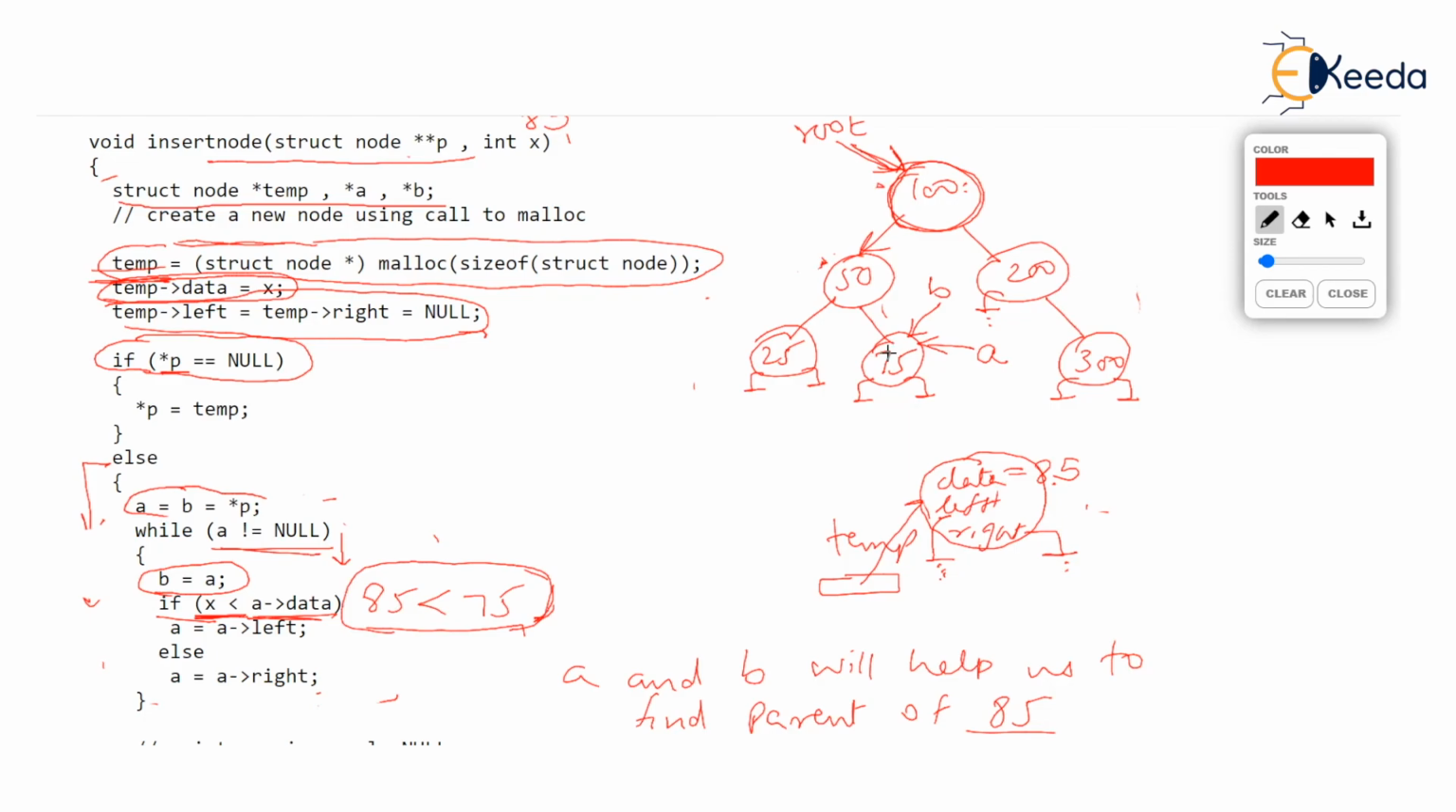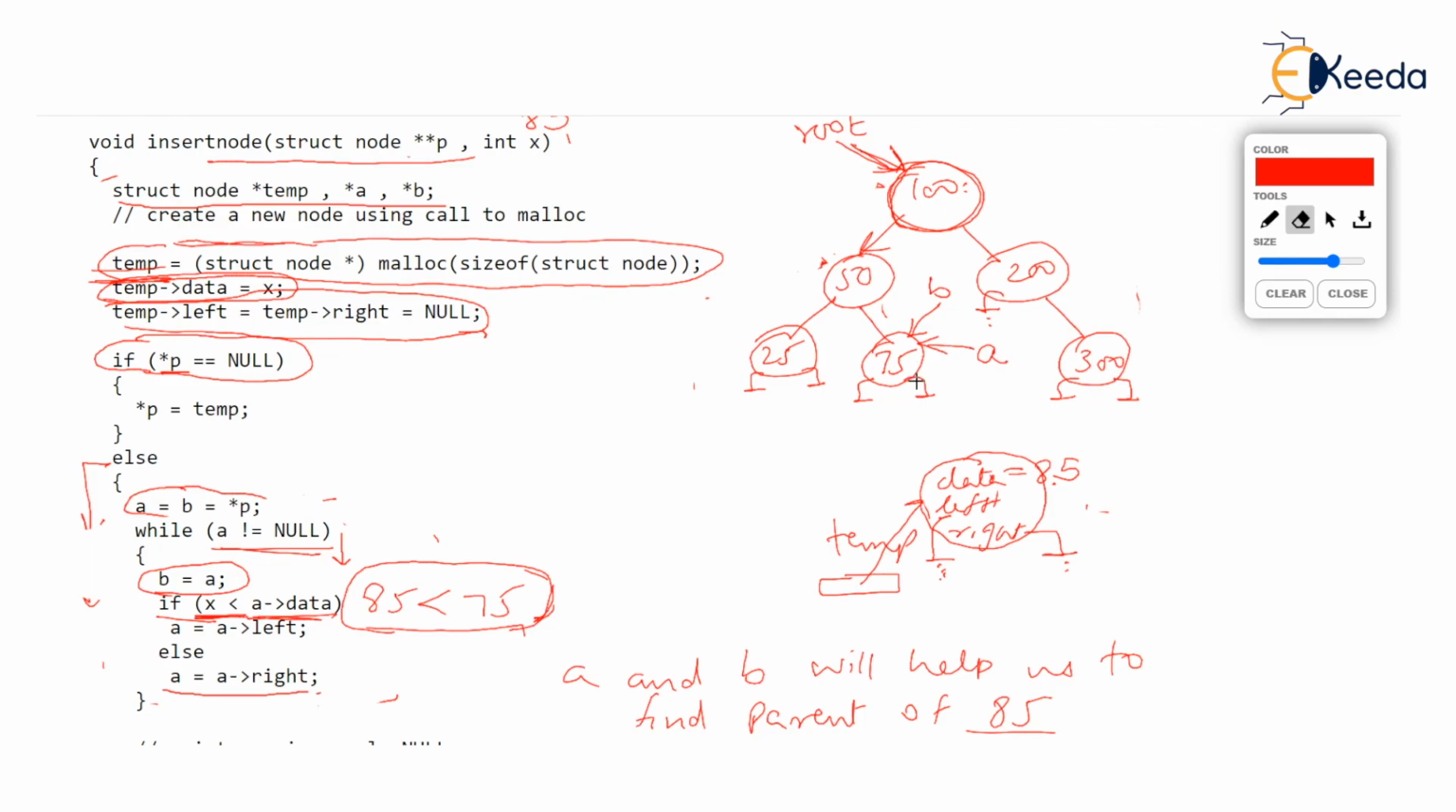Then we should move to the right of this current value. So as the if is false, the else runs and A moves to the right child. That means A will become A arrow right. This is it. Now you see, A is becoming equal to A arrow right.